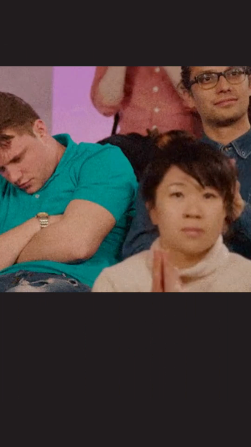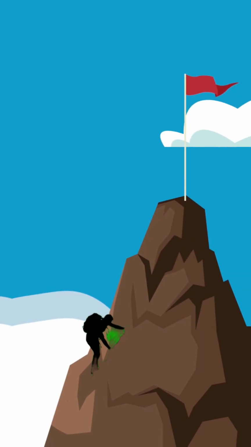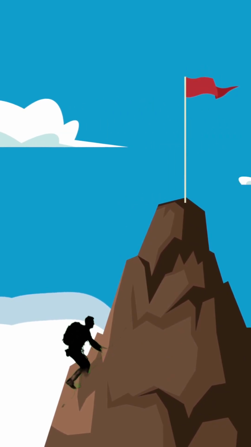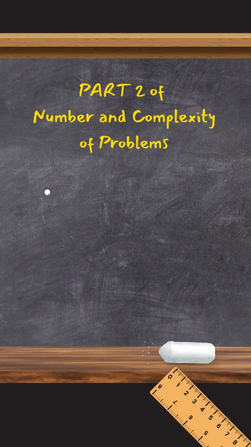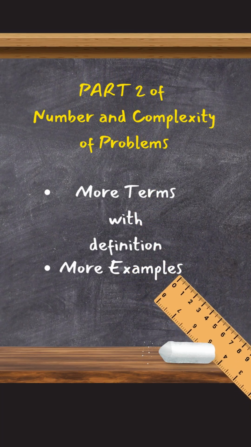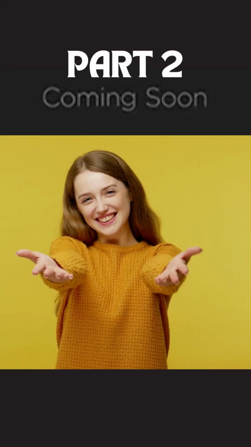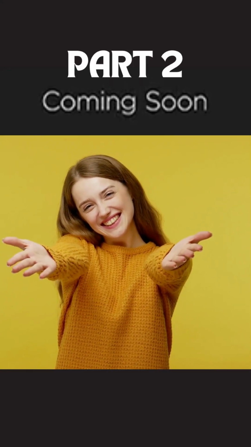All right, take a breath. We just broke down the first half of number and complexity of problems addressed. You're halfway through this column, and trust me, the next part gets real too. We've got more terms to unpack, more examples to break down, and that's where your coding confidence will go up. Keep your CPT books close to you and meet me in part 2 when it drops.